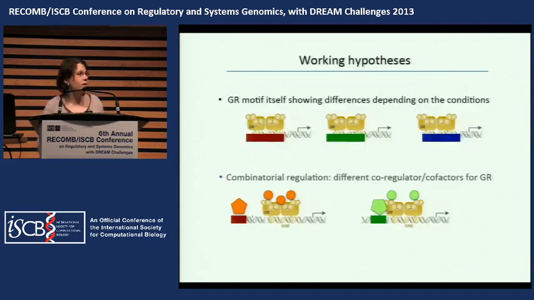And our working hypothesis is that the GR motif itself can be different depending on the conditions, or that it's more like a combinatorial binding where cofactors are important for the binding of the glucocorticoid receptor.